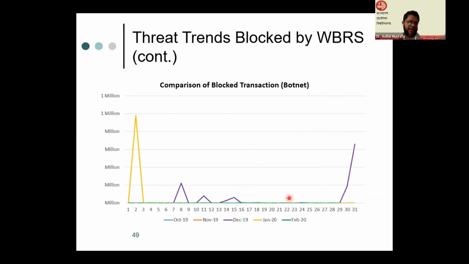So this is for botnet. As I said before, in January we see a spike in botnet. That happened in the first couple of days. We also see a spike in December on several days. But otherwise, it's very similar.